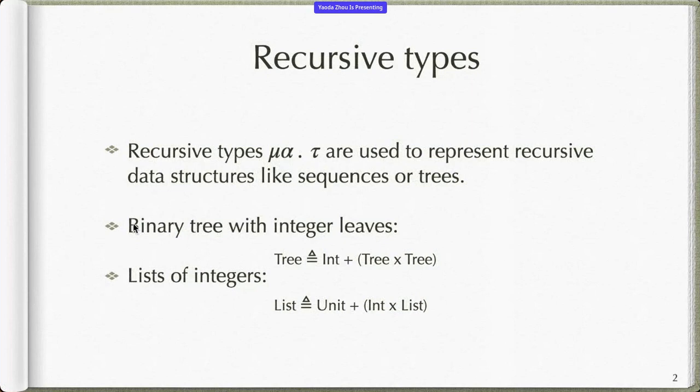The focus of this paper is recursive types. So recursive types, which we denote as mu alpha tau, are used to represent recursive data structures like sequences or trees. For example, the binary tree with integer leaves is encoded as the sum of int and the product of tree and tree. The list of integers is encoded as the sum of unit and the product of int and list. And these types are recursive in the sense that the type itself appears in the type definition.